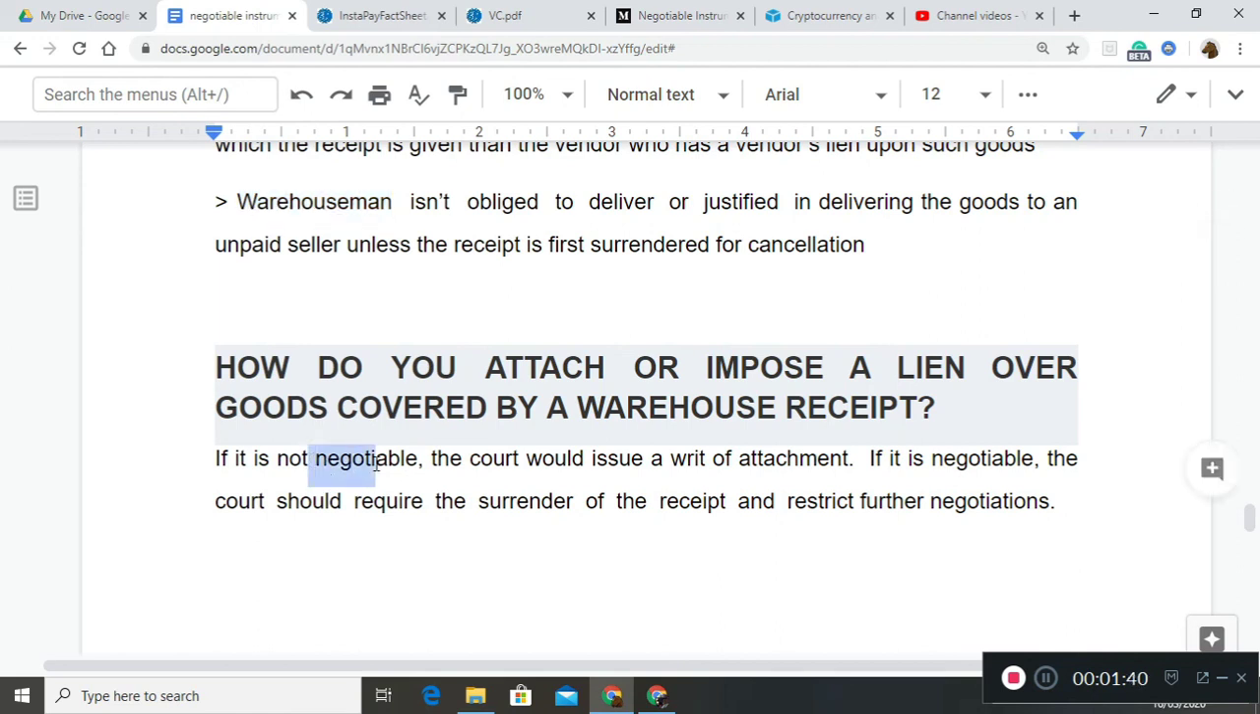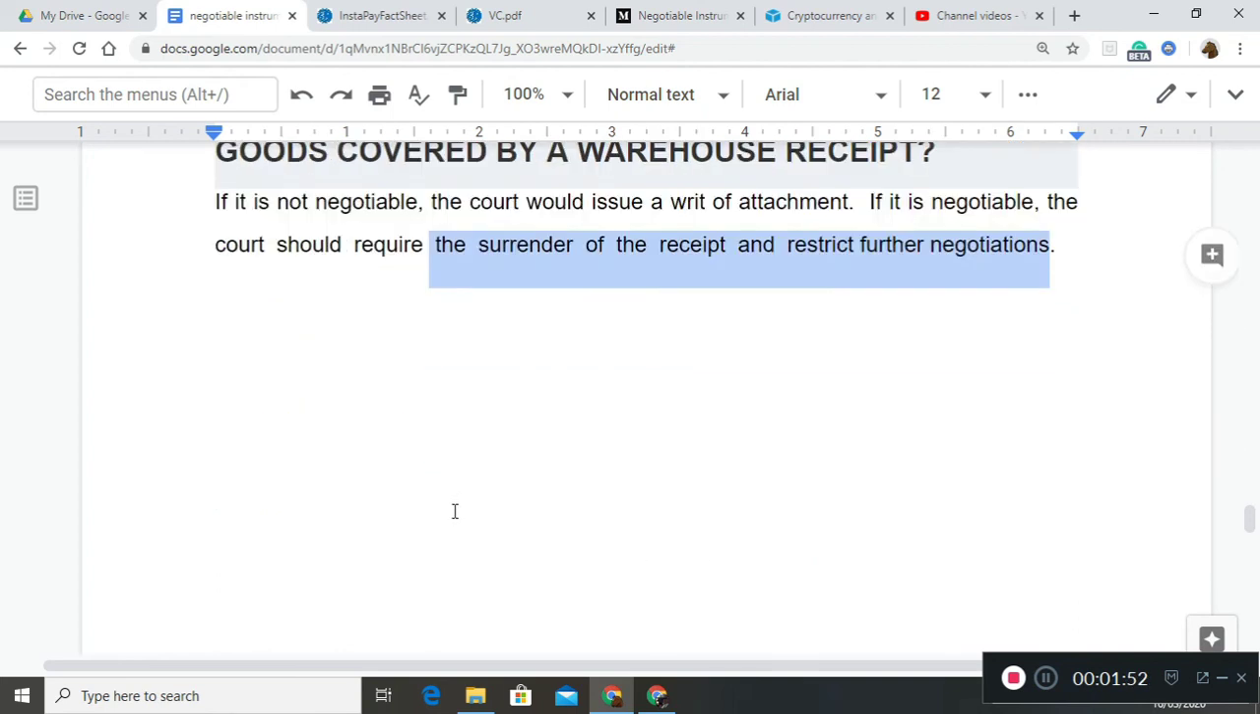How do you attach or impose a lien over goods covered by a warehouse receipt? If it is not negotiable, the court would issue a writ of attachment. However, if it is negotiable, the court should require the surrender of the receipt and restrict further negotiations.